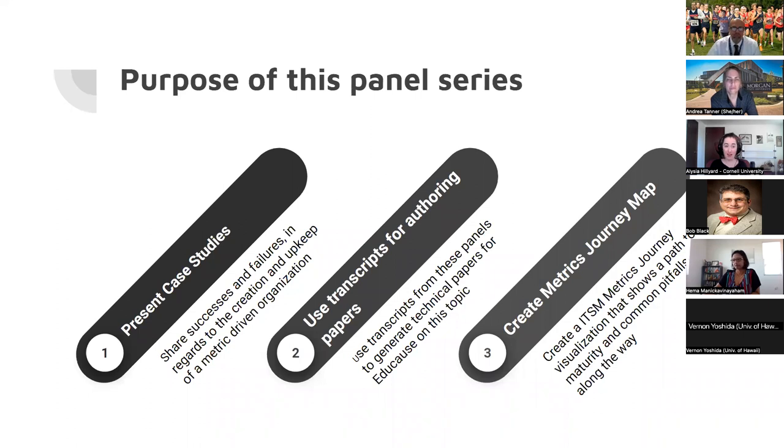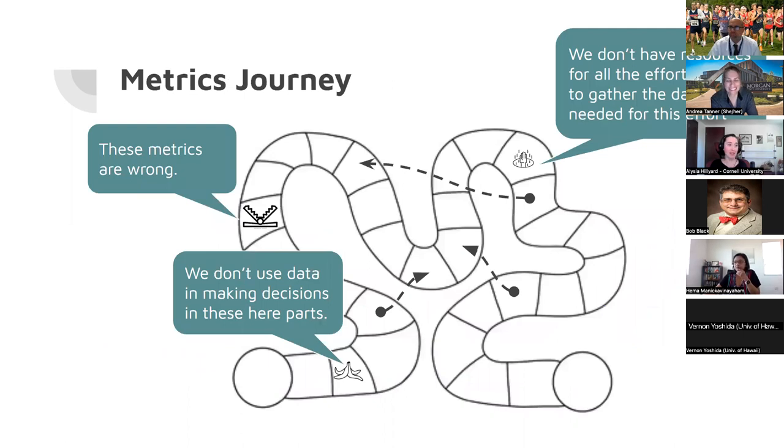And lastly, we're going to create a metrics journey map, which is hopefully a little bit of a fun visual. Here's our prototype, and it's a little bit like Candyland. As you get into your own metrics practice at your organization, there are some common things that you might run into. Things like, oh, we don't use data here to make decisions in these parts, or, oh, they show your metrics and these aren't accurate, these are all wrong. Or perhaps we don't have resources for all the effort that you're asking to put all these metrics together. So how are you going to handle common questions or concerns that you're going to hear from your organization over the course of this year?